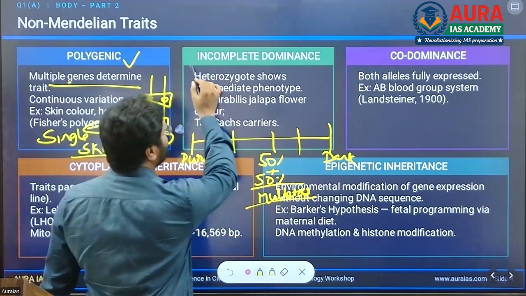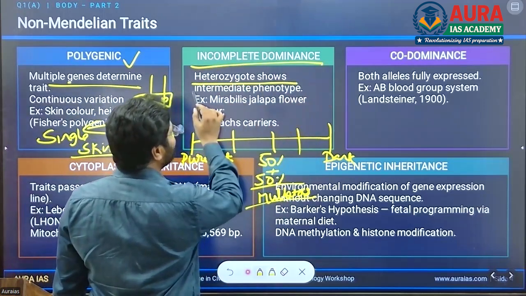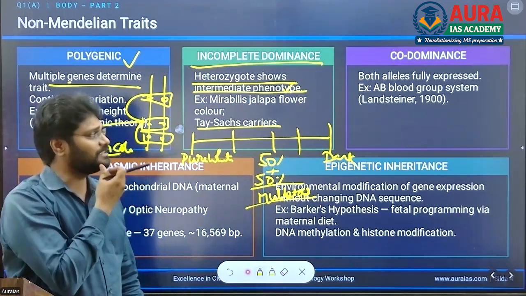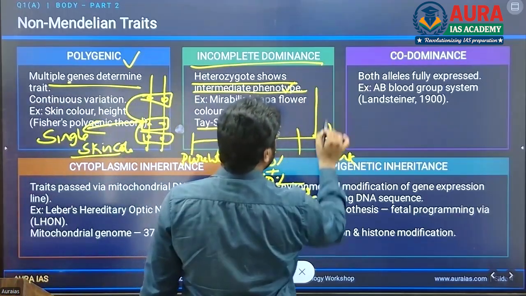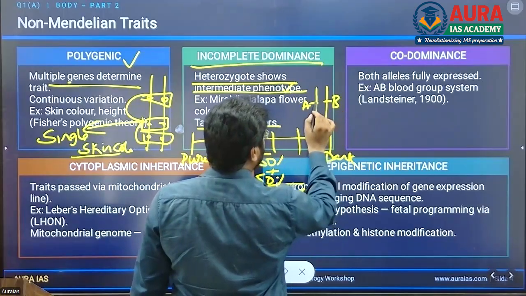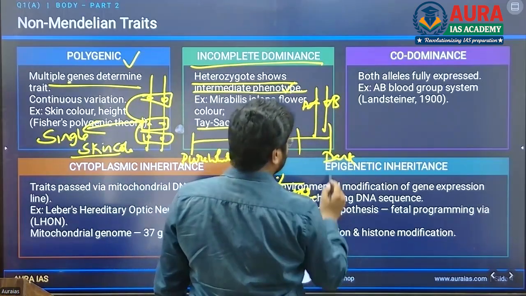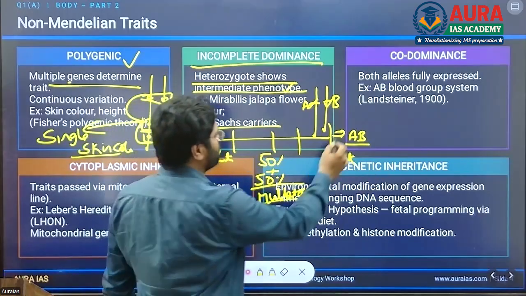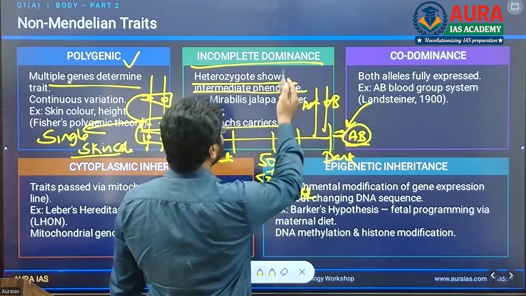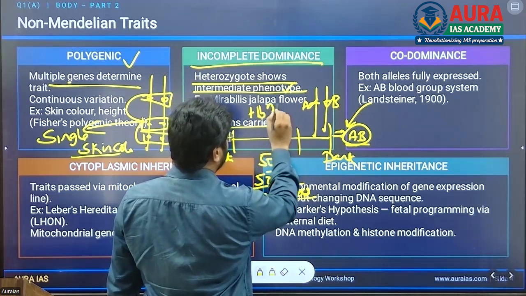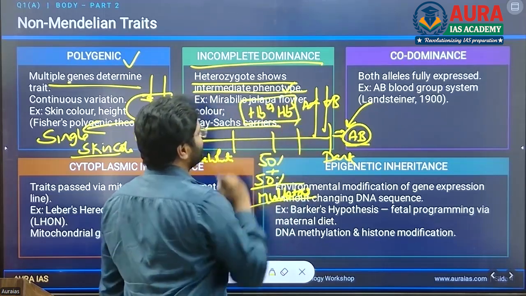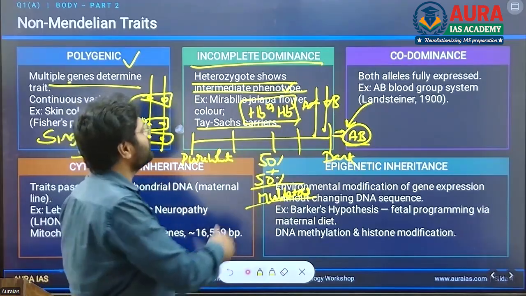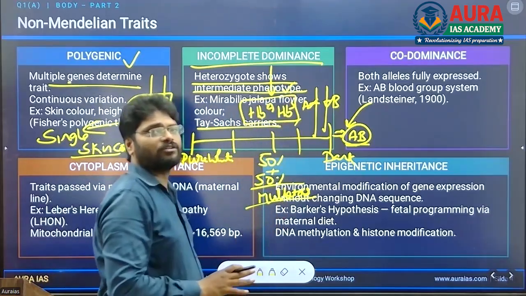So next one is incomplete dominance. Here the heterozygote shows intermediary phenotypes. Sickle cell carriers are the best example. Heterozygotes means here you can see incomplete dominance. In A and B people, on the locus one allele is A, another allele is B, so the result is AB. Neither is dominant, so this is the best example for co-dominance. A is dominant and B dominant. So for this incomplete dominance, HBA and HBS both are expressed in a single individual. Here also it does not follow the Mendelian rules.